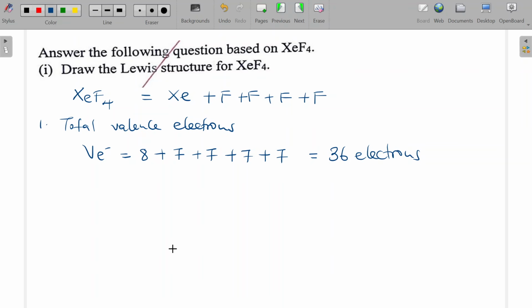Okay, so I've gotten the 6 electrons. Number 2, what am I going to do? To choose the central atom. So how do you choose the central atom? The central atom is the atom with what? It is the atom with the least electronegativity.